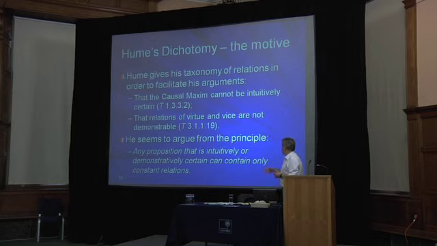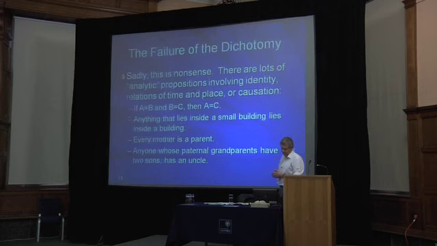It seems to me that he's arguing from the principle that any proposition that's intuitively or demonstratively certain can contain only constant relations. Again, it seems quite plausible. But unfortunately, it's nonsense. For example, if A equals B and B equals C, then A equals C. Do you agree that's intuitively true? Yeah, self-evident, but it involves the relation of identity.